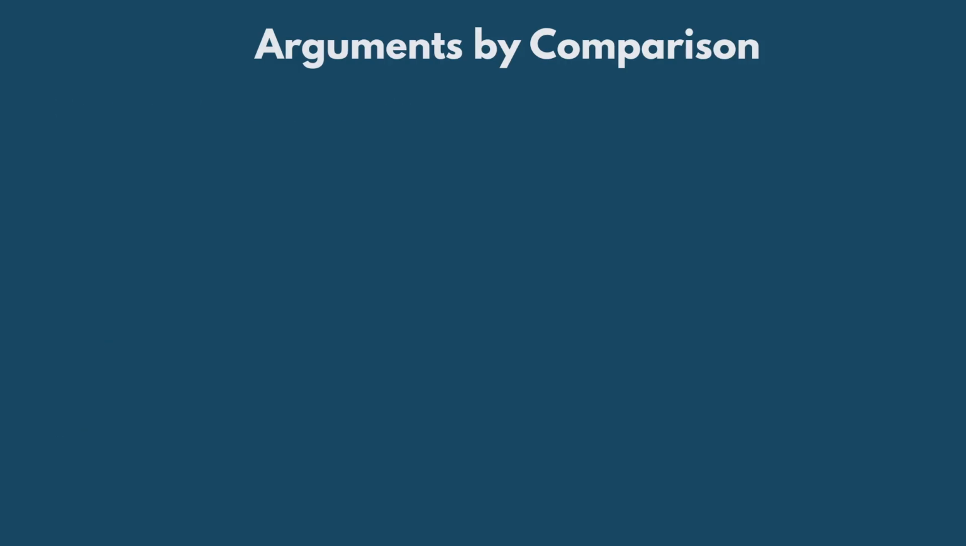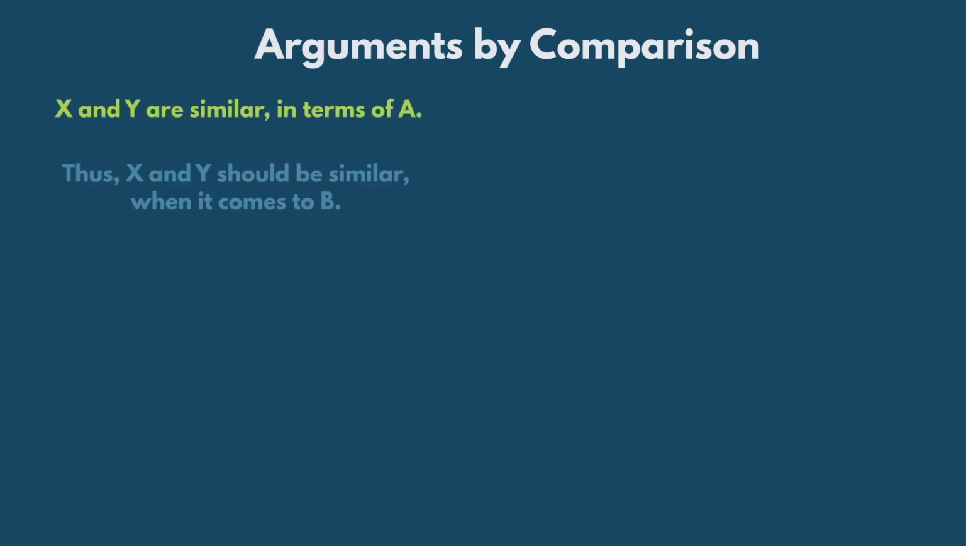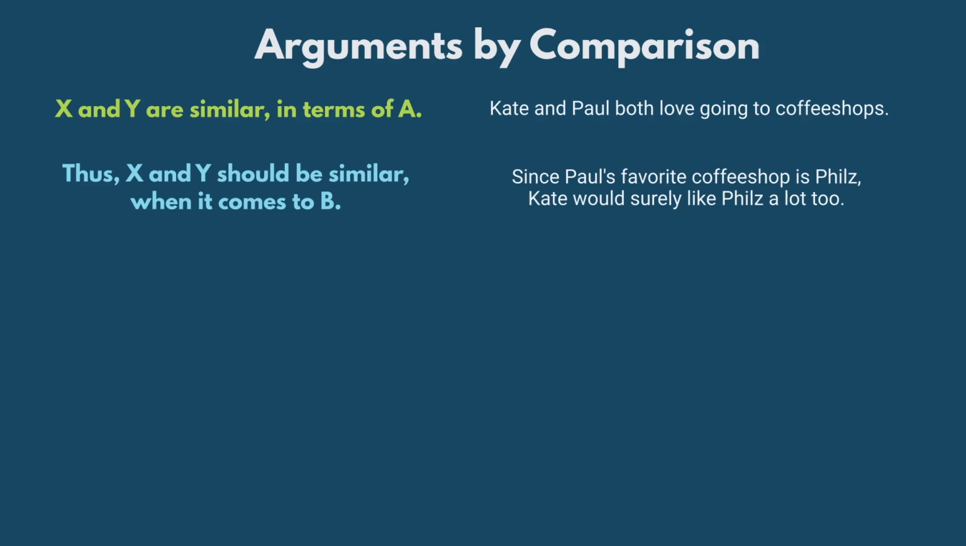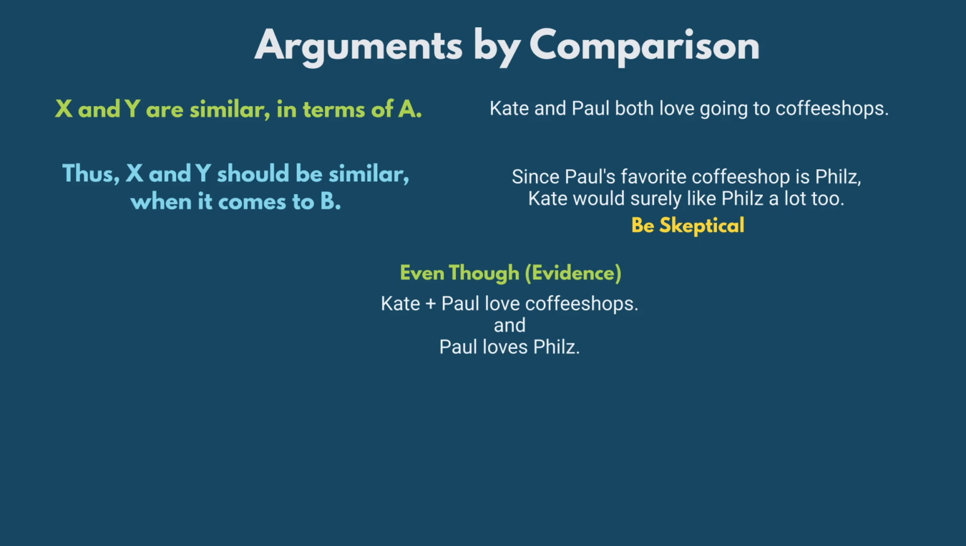Arguments by analogy often work this way. Two things have this one similarity, so they should have this other similarity too, right? Like if Kate and Paul both love going to coffee shops, then if Paul loves Phil's, shouldn't Kate also love Phil's coffee? Maybe, maybe not. Let's practice being skeptical. Again, we'll think to ourselves, even though the evidence is true, even though they both love coffee shops and Paul loves Phil's, I can still argue that Kate won't like Phil's. What could I say? I don't know, something negative.